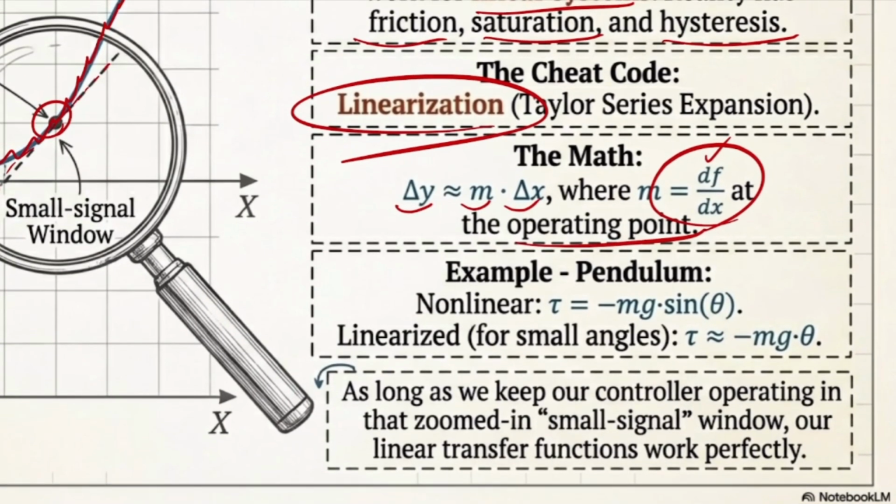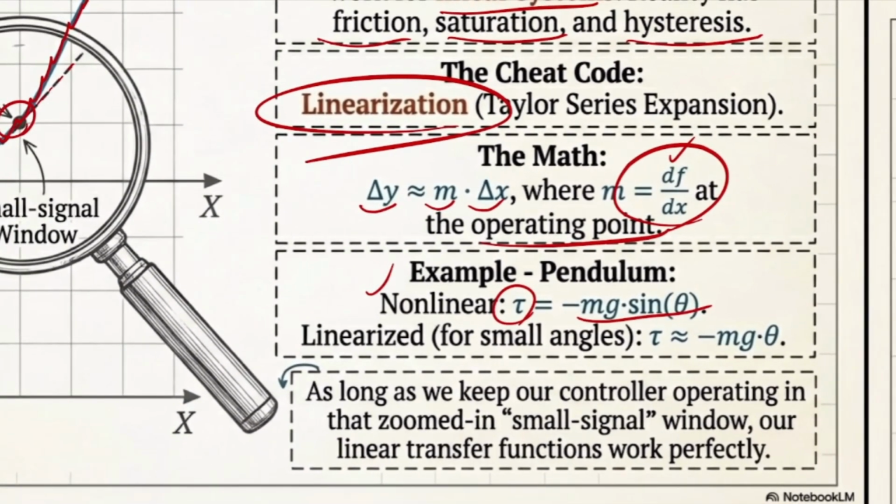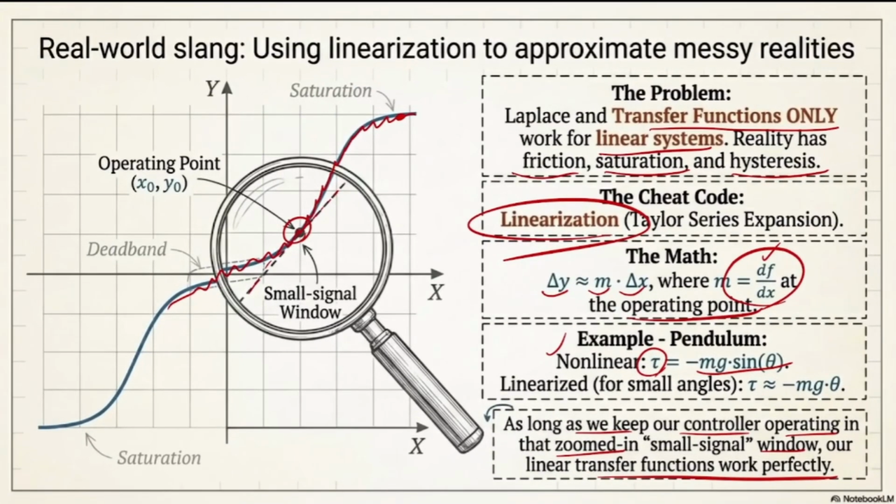If you have an example, for instance a pendulum, the nonlinear formula is T equals negative mg times sine of theta. But if I can consider the angle theta to be very small, I can say that I'm working in linear mode. So as long as we keep our controller operating in this zoomed-in, small-signal, or linearized window, we can say that our transfer function is going to work perfectly.